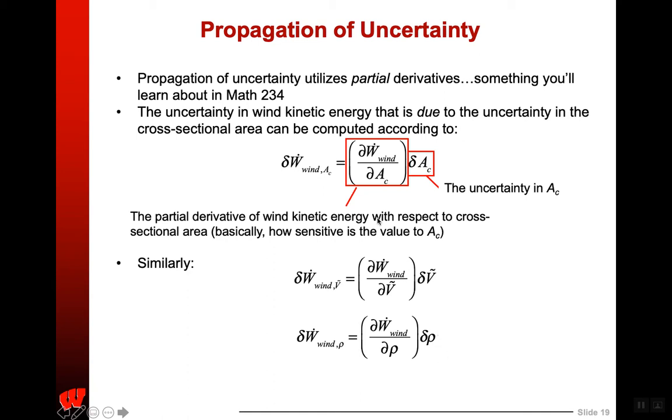And if you're looking at this for the first time, your head's going to explode, right? This is a little delta. This is called a dou or a partial. We'd call this like partial W, partial V, something like that.